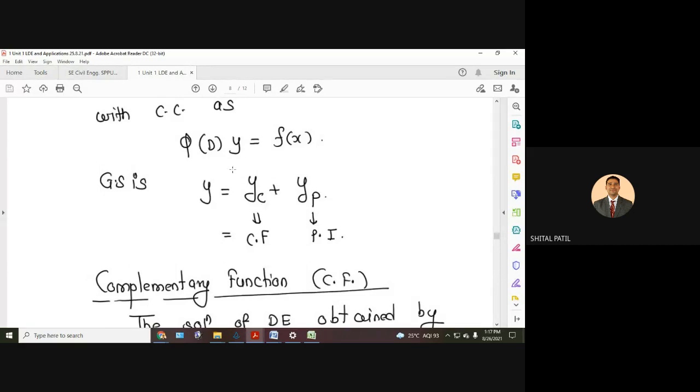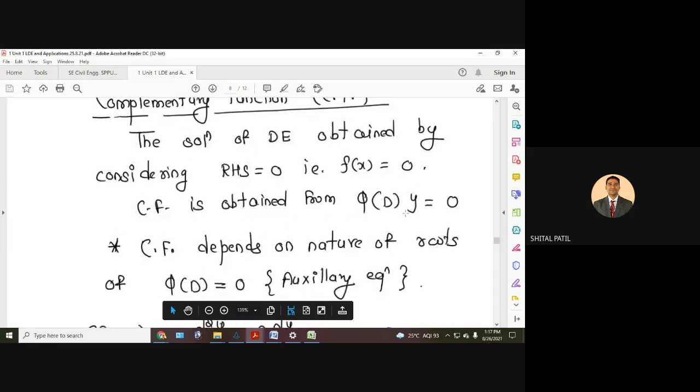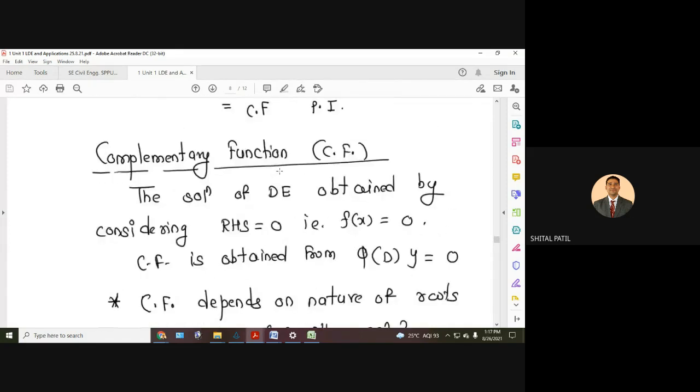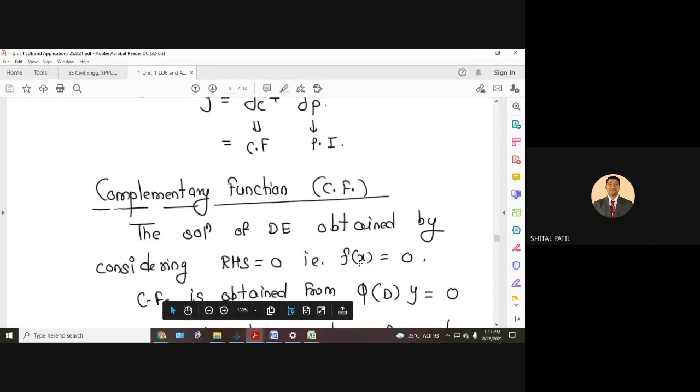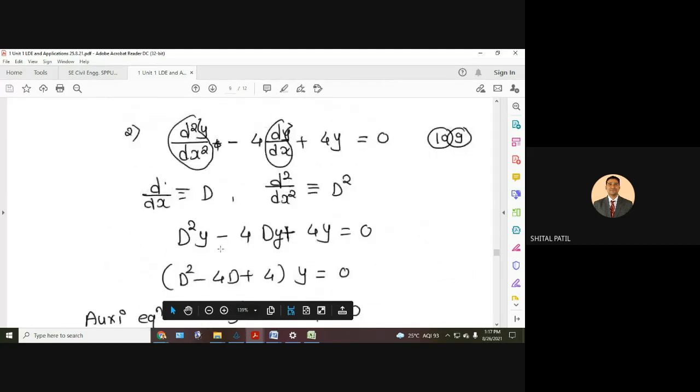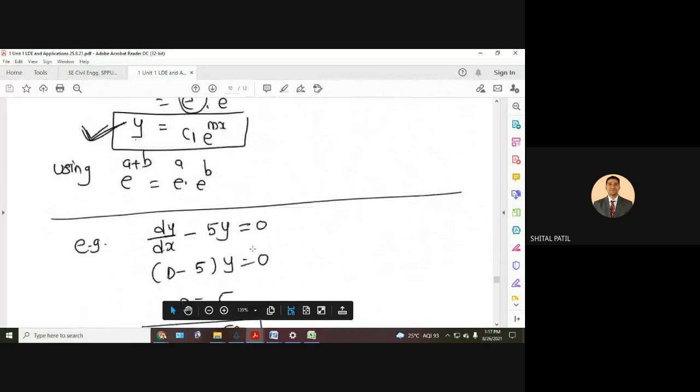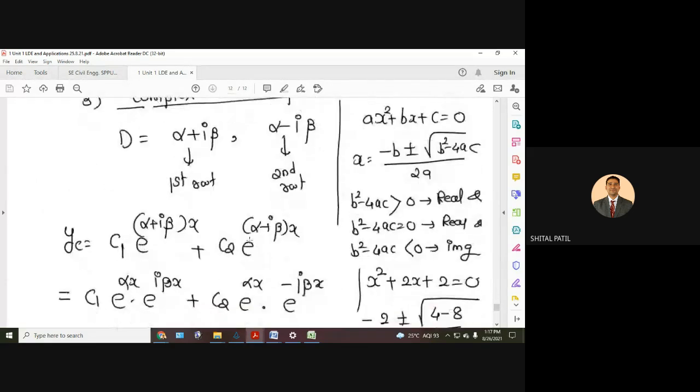The solution is y equal to y of c plus y of p, combination of these two is the general solution of y, okay? Now how y of c is obtained by considering f of x equal to 0. Now obviously while finding particular integral, we'll consider f of x as it is, will not consider it as 0, okay? So time being, give me some time, okay? We'll understand it. So let me continue.